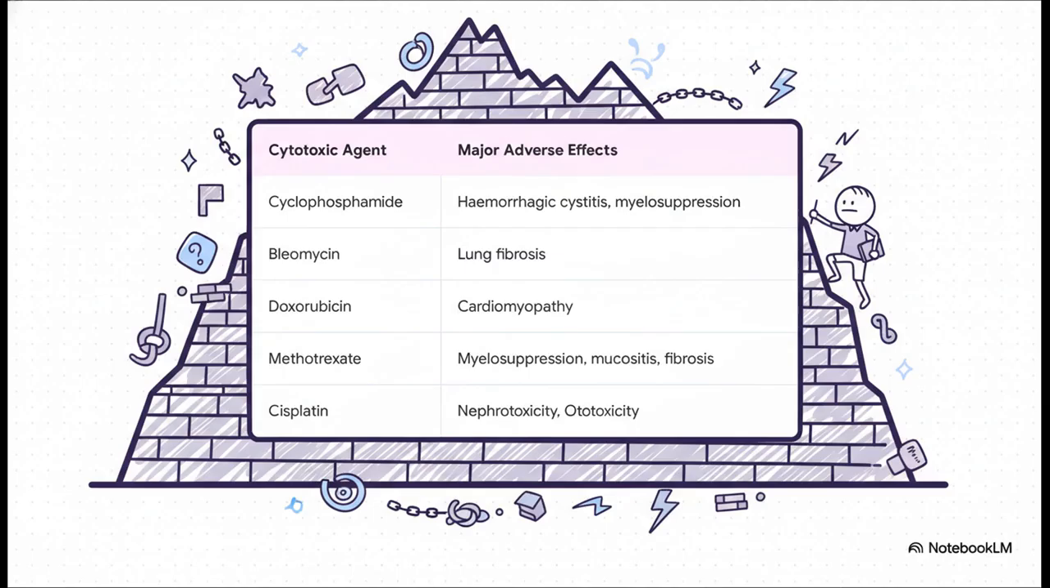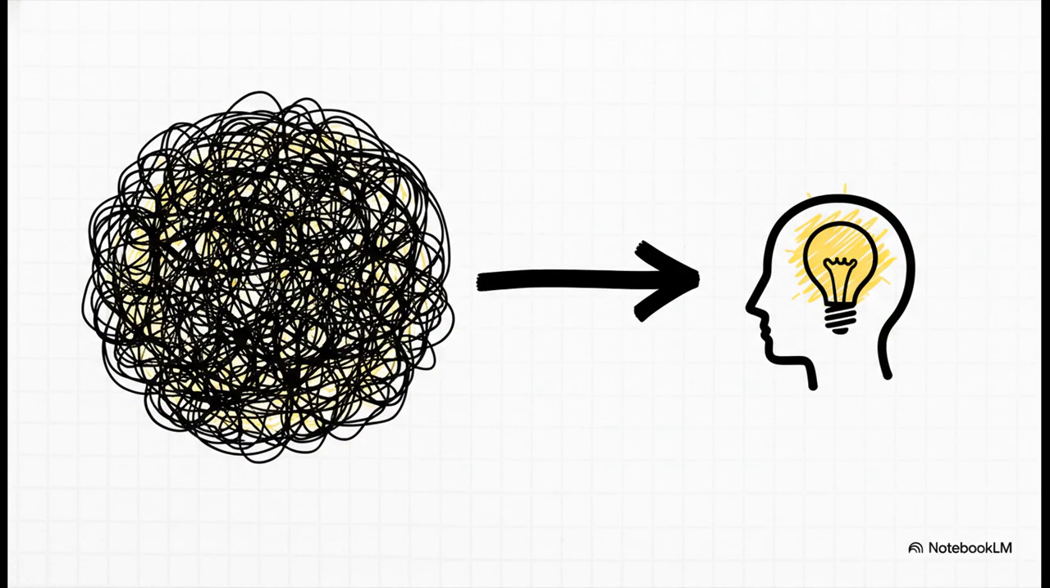This is what I call the memorization mountain. It's this wall of text connecting all these complex drug names to equally complex side effects. Trying to just brute force this into your memory before a test, that's a recipe for a bad time. But what if we could take that whole jumbled mess and turn it into something simple, something visual, something that actually sticks in your brain? Well, that's exactly what we're about to do.